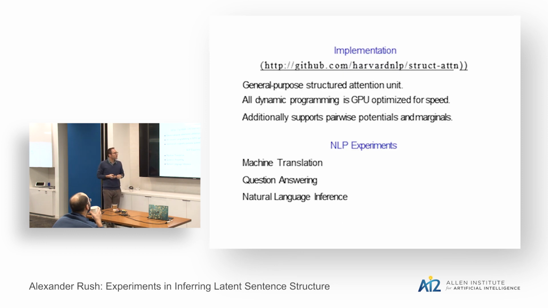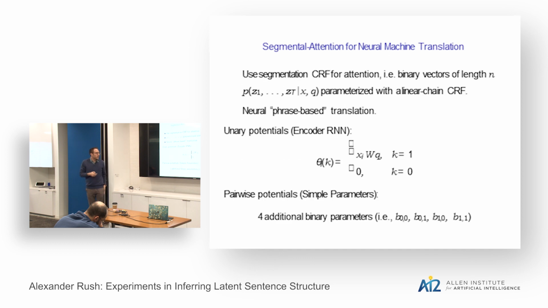So let me talk a little bit about some of the experiments we ran. We implemented this in a general purpose way such that we can include this style of structured attention for many different networks. And we looked at experiments in translation, question answering, and natural language inference. So for translation, we implemented a standard encoder RNN. We use a very simple objective to get potentials in our conditional random field. And then we used structured attention in order to backpropagate over that.